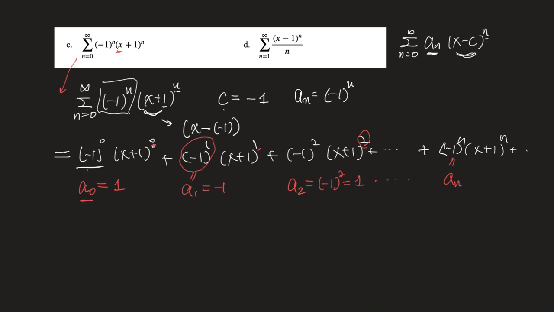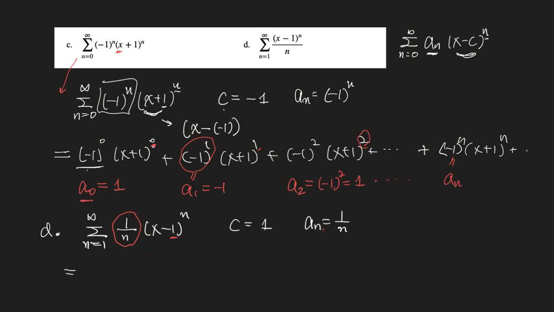Let's do this last example here. Look at this one: summation n equals 1 to infinity. I want to write down 1 over n, x minus 1 to the n. What is the center? The center is identified. The center is 1 right there. This is the center. An is going to be the coefficient here, right? So An is going to be 1 over n.